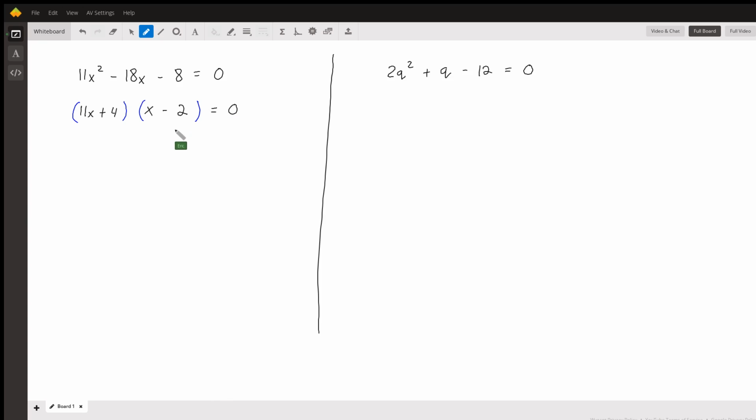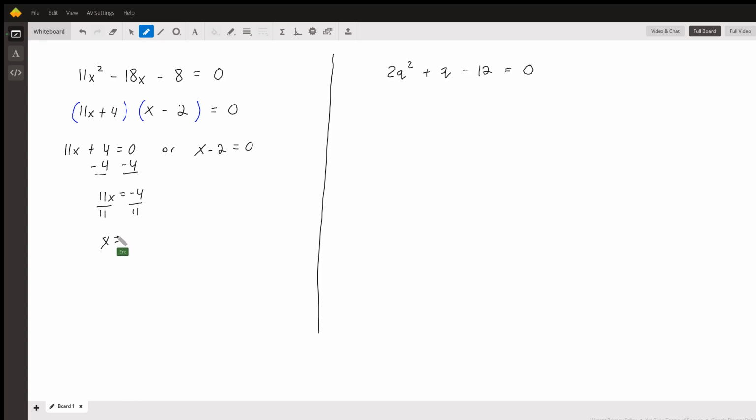Now if two terms are multiplied together to equal 0, either one term or the other term must equal 0. So we can split this up into two parts. 11x plus 4 equals 0, or x minus 2 equals 0. Now to solve for x in each equation, we subtract 4 from both sides of the first equation. We have 11x equals negative 4. Divide both sides by 11.